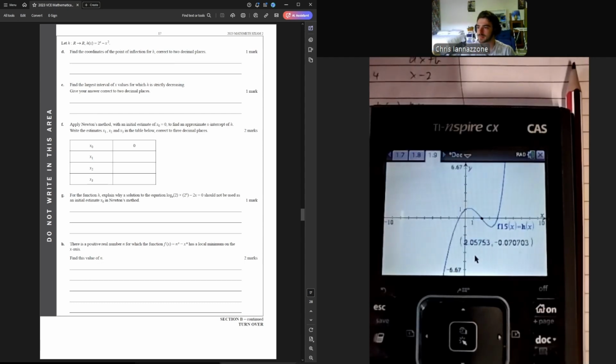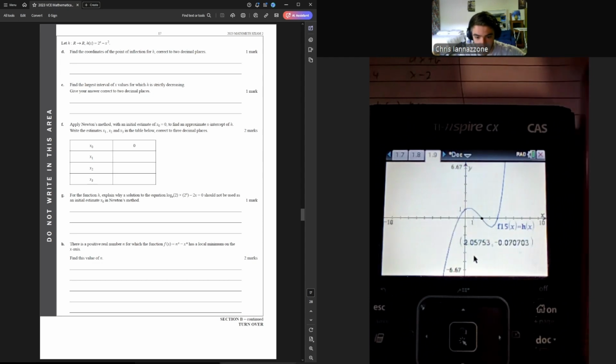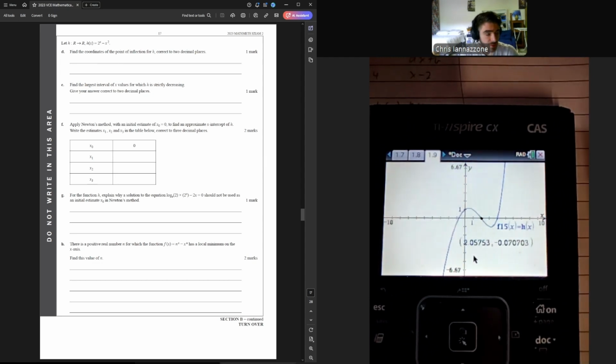Alright, part E. Where is h strictly decreasing? So again, the graph of this can be quite nice to have access to, just to quickly observe where we are strictly decreasing. The graph is always going to be strictly decreasing during the interval where it's going downwards. So you can imagine the only spot that's going downwards is from this turning point to this turning point here. So we just need to find those turning points, correct to 2 decimal places.